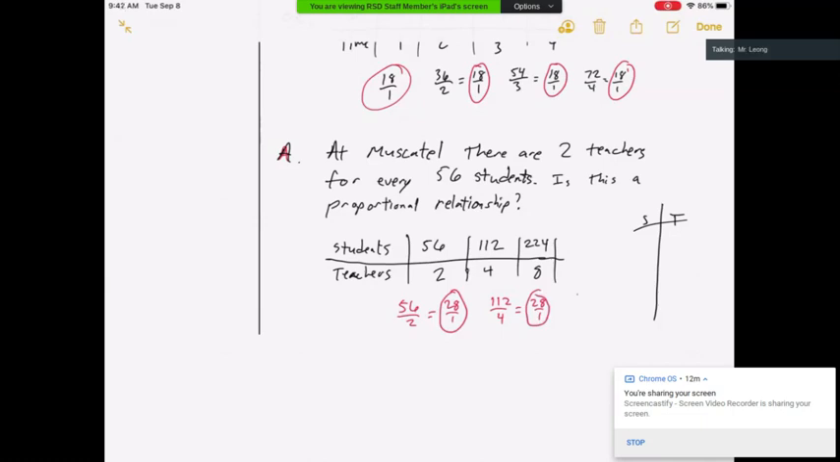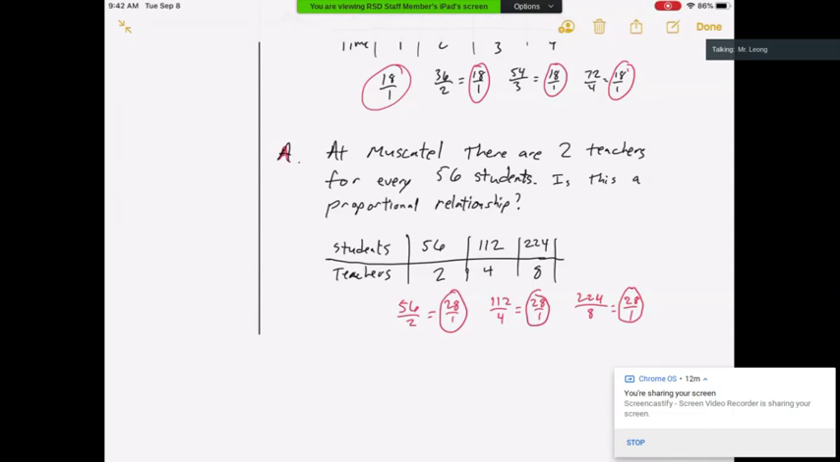Okay. 224 over 8. Go ahead and try that one out. 224 over 8. Did we get 28 over 1? Yeah? Okay. And here's the beauty of this. It actually doesn't matter which one you put on top. If you did teachers over students, you would just get 1 over 28, as long as it's all the same. So look, 28 over 1, 28 over 1, 28 over 1. That's what we call the constant of proportionality. That means the same ratio every time.